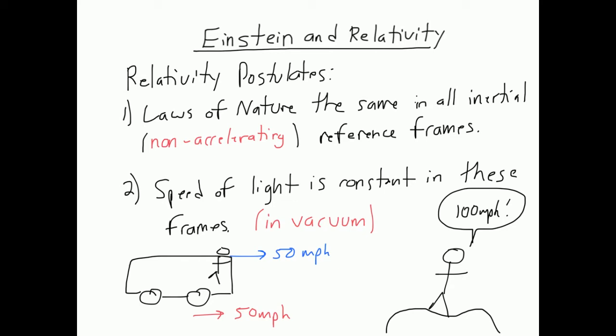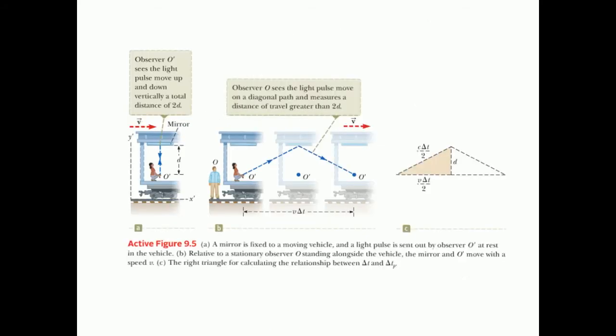Okay, so let's move on to the actual example. Okay, so this is figure 9.5 in your textbook. This is on page 278. And we have one person on a train. Here's the train. Here's the person on the train with a flashlight. She's going to shine the flashlight up. It's going to bounce off a mirror and return to her. This person is outside the train observing this process. And so the question is, what effects of the postulate of the speed of light being constant do we expect to observe?